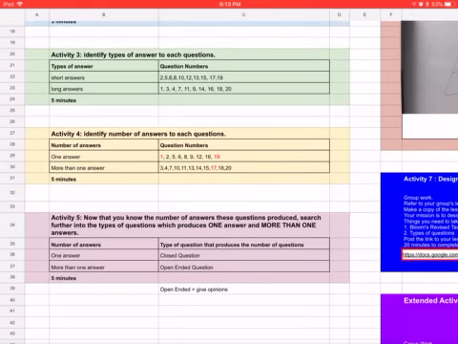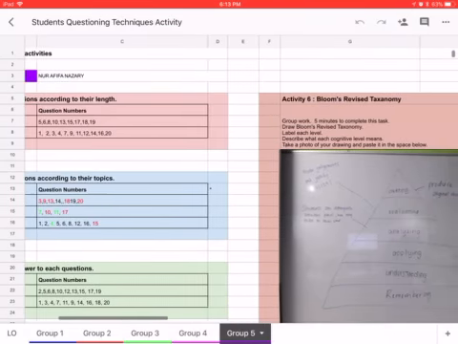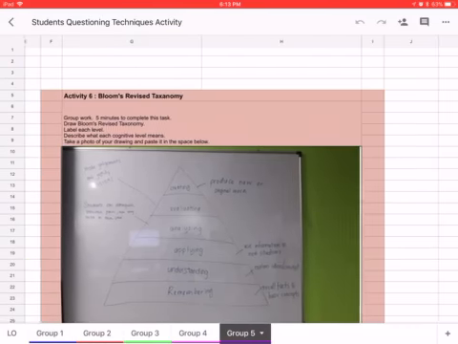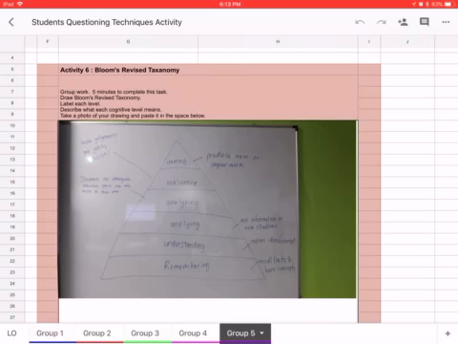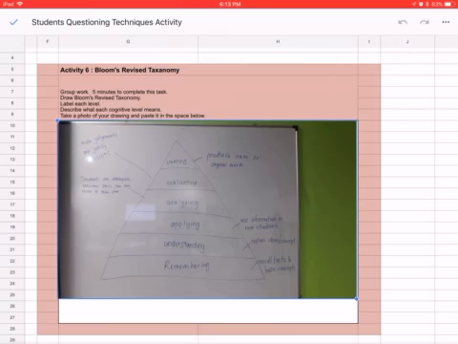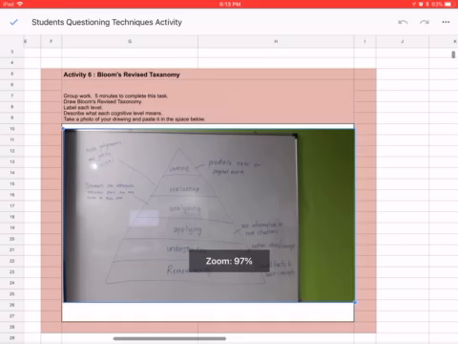So this activity continues to the next part, where they need to take a photo of Bloom's revised taxonomy, and they need to label and describe it and then take the photo. As you can see in this photo, they wrote it on the whiteboard and then labeled it, and I will go through with them the 6 cognitive levels in Bloom's taxonomy, and so on.